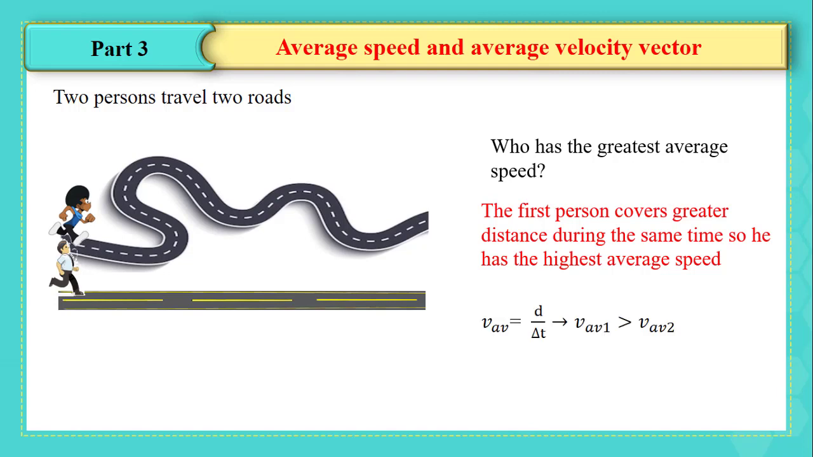Therefore, because the average speed is equal to the real distance divided by delta t, we can say that the average speed of the first person is greater than the average speed of the second person.